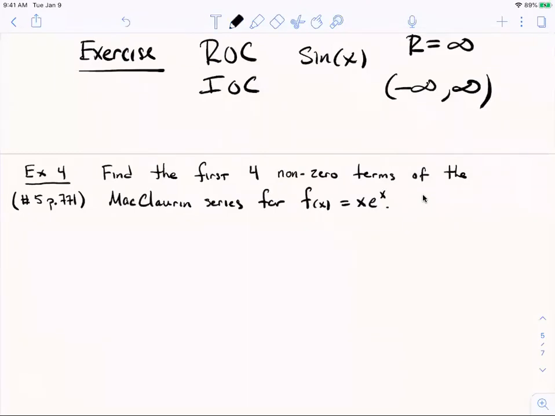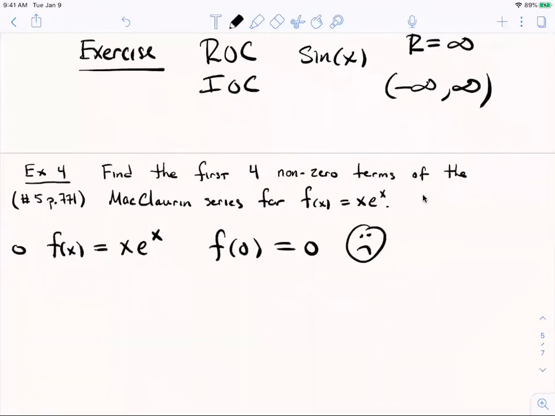Take your function, f of x. That's the 0th derivative, right? It's x times e to the x. Plug in the center, you get 0. So that's not going to give you a non-zero term. I need 4 non-zero terms. I need this number to be different than 0 4 times.